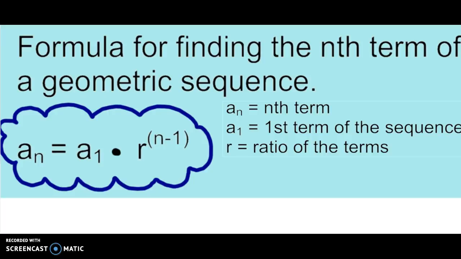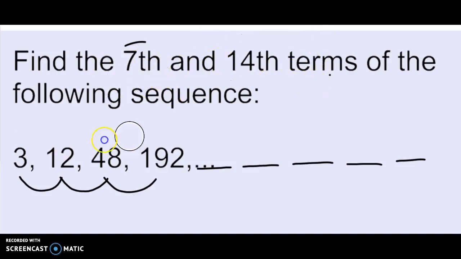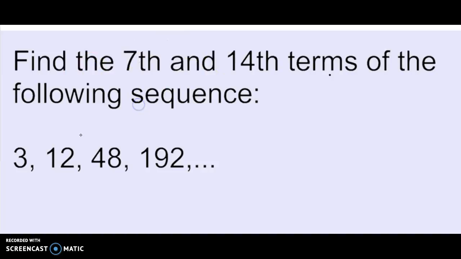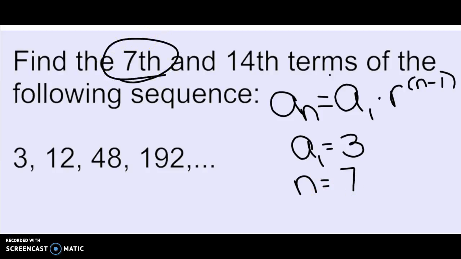All right, and let's go back to this problem. So we want to find the 7th term and the 14th term. Let's label all of our things. Remember the formula said a sub n is equal to a sub 1 times r to the n minus 1. Everything means the same as it did before. a sub 1 is your first term, so that's 3. We're looking for the 7th term first, and then we're going to figure out our ratio. r is our ratio. It looks like our ratio is 4.